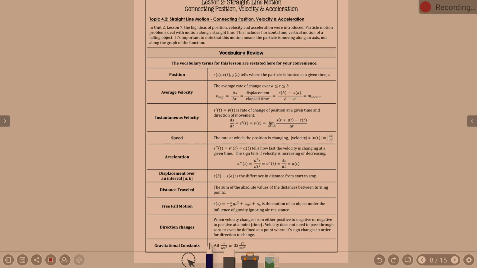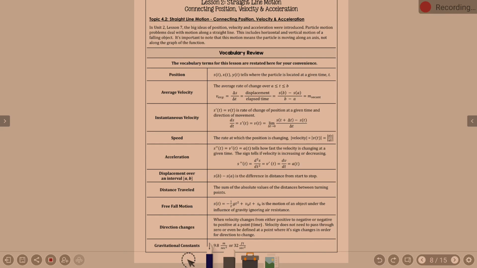Okay. Direction changes. When velocity changes from either positive to negative or negative to positive, that indicates a direction change. And velocity does not need to pass through 0 or even be defined at a point where its sign changes in order for direction to change.